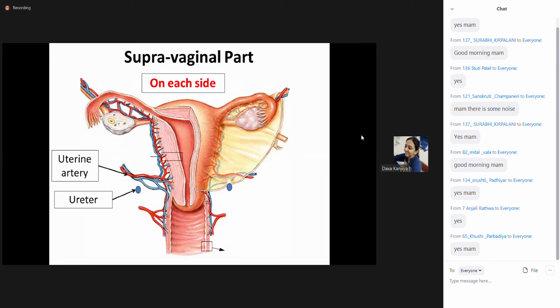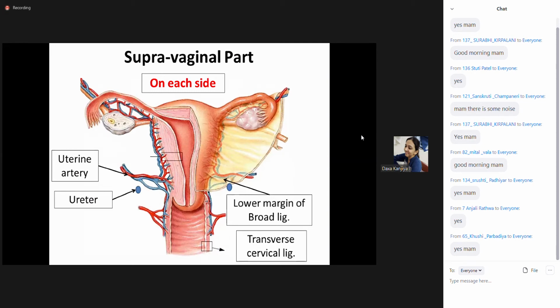So the uterine vessels enter into the broad ligament of the uterus, just lateral to the supravaginal part of the cervix. Then it also gives the attachment of the lower margin of the broad ligament of the uterus. Here you can see the attachments, and it also gives attachment to another ligament, that is the transverse cervical ligament, that we will see.